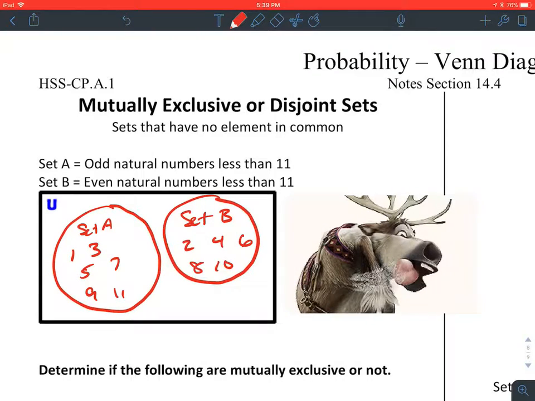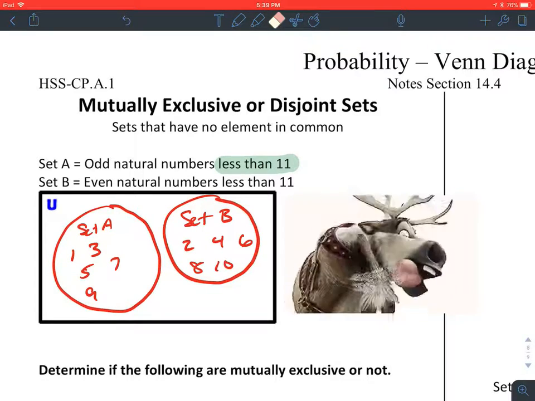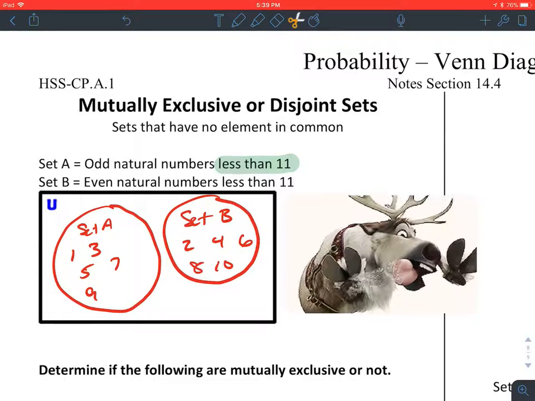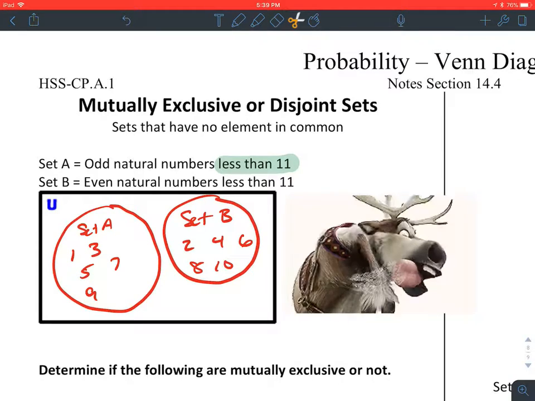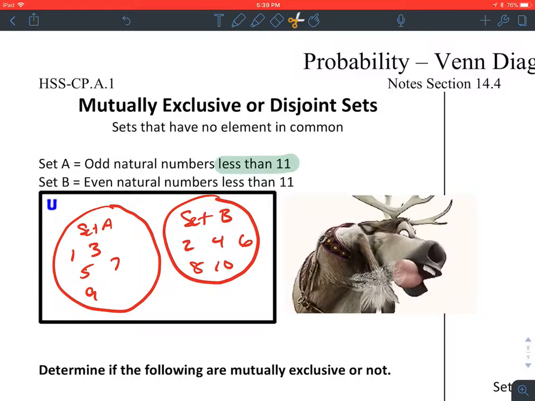Whoop, you know what? I made a mistake. This says less than 11, and I included 11 here. So let me get rid of that. These two sets have nothing in common. They share no elements. It's called mutually exclusive. It's called disjoint.